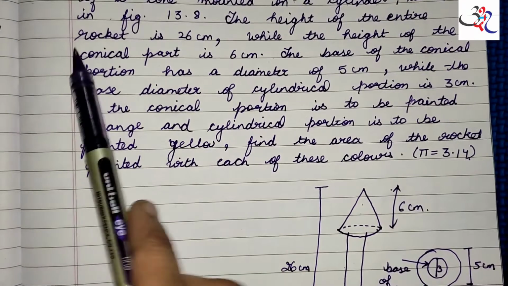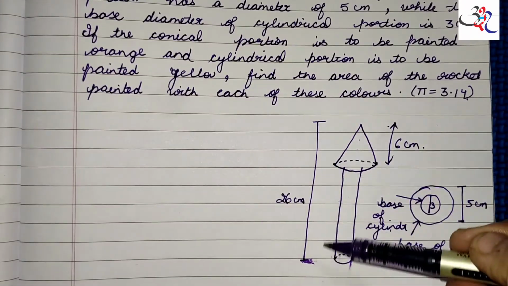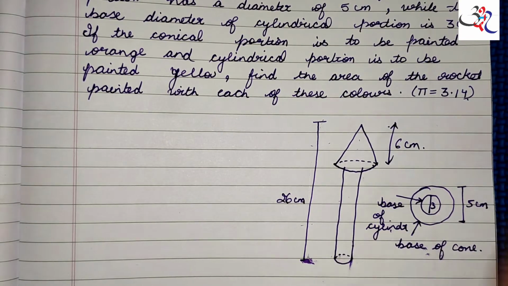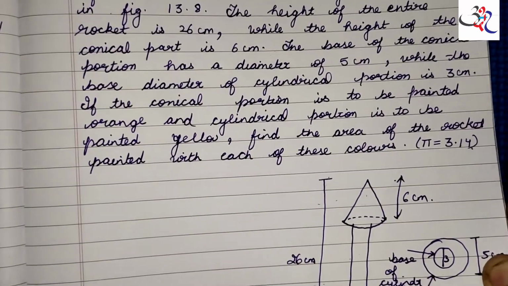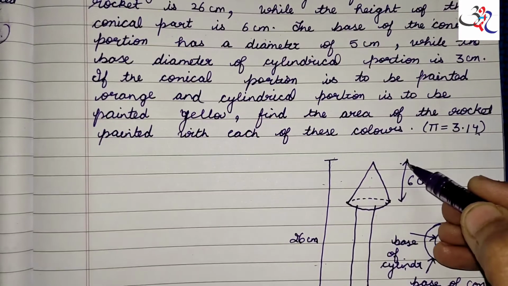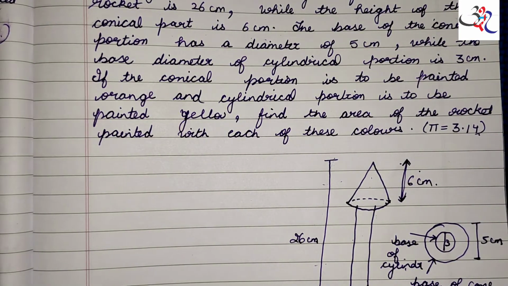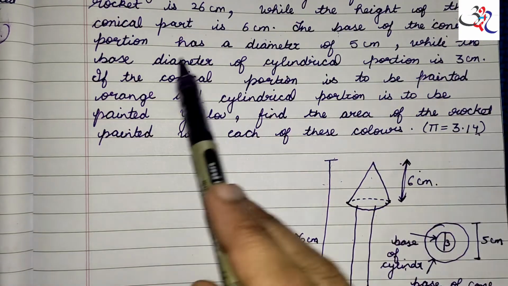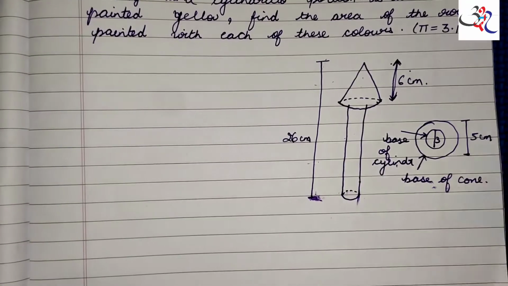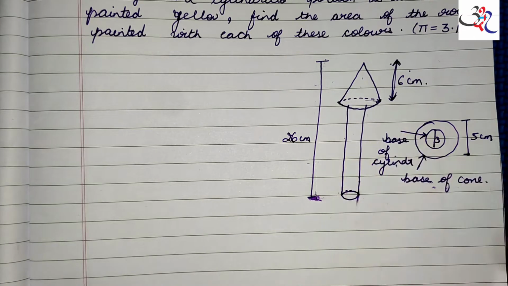The height of entire rocket is 26 centimeter. Height of entire rocket means height of cylinder plus height of this cone is given to us equal to 26 centimeter. While the height of the conical part is 6 centimeter. Height of this conical part is given to us equal to 6 centimeter. Then the base of the conical portion has a diameter of 5 centimeter. The diameter of the conical part is given to us equal to 5 centimeter.